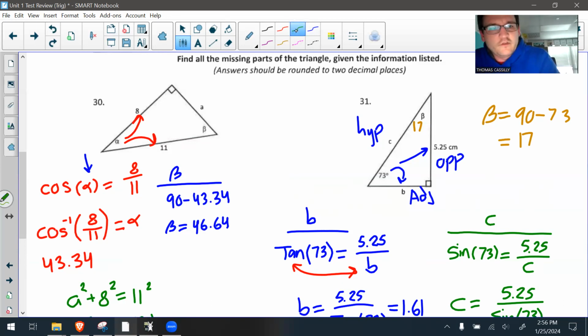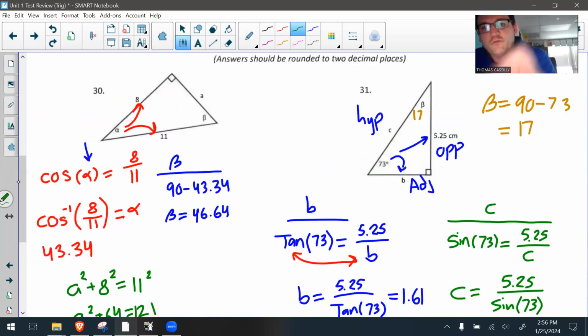So here's something we can do just to play around with some math here. This is 5.49, and the adjacent we said was 1.61. If you're ever thinking, how do I know I have the right answer? Well, let's think of it like this. We know the smallest side needs to be across from the smallest angle. That side length of 1.61 is across from the 17. The biggest angle is always across from the biggest side. So the 90-degree angle is across from 5.49. That's the biggest side, your hypotenuse. And then the other side is 5.25.